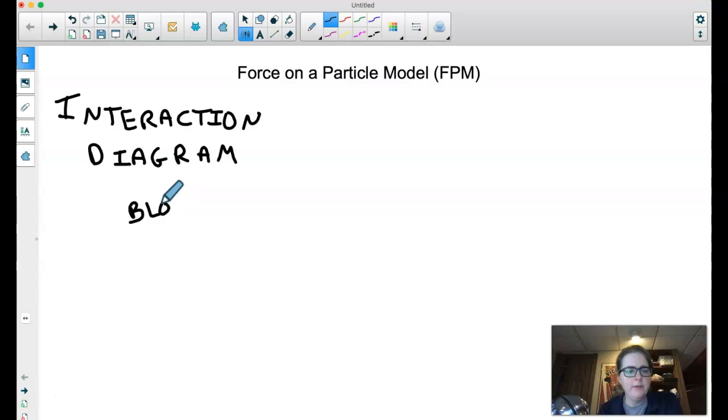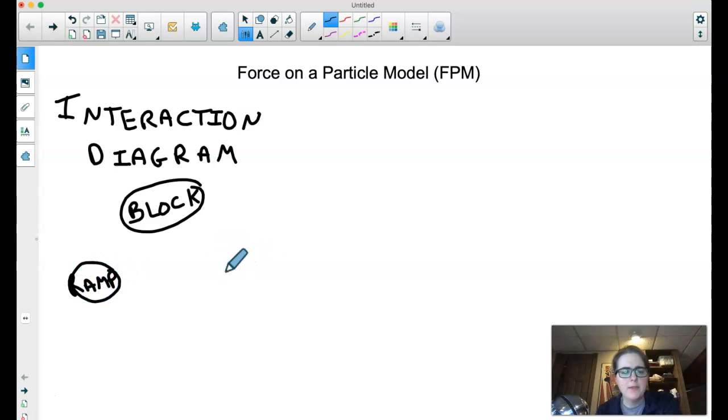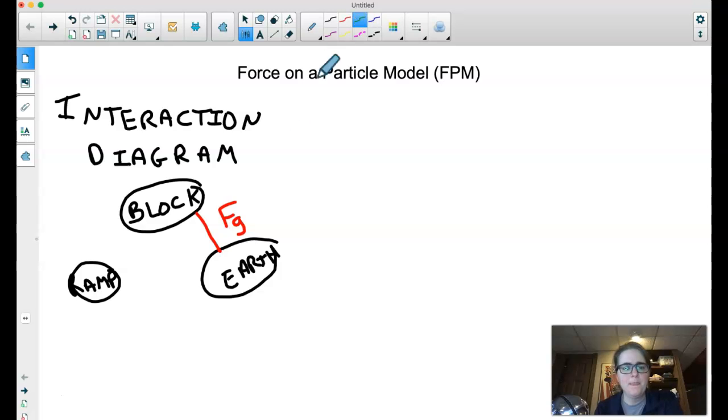So if I do this for a block on a ramp, for example, the objects that are interacting, I've got the block, I've got the ramp, and then I have the earth. Everything in these bubbles should be specific objects, so things you could physically point to or touch. So that's why I put Earth in that bubble and not gravity, because the Earth is the object that the block is interacting with. And then the type of interaction is the force of gravity.